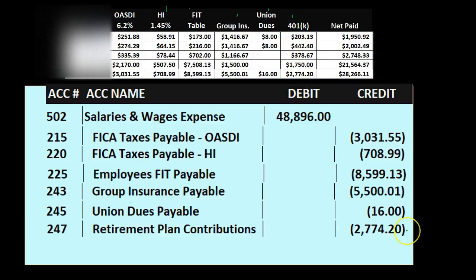We're going to be increasing the 401k retirement plan, that being in some way owed back to the employers or to fund the retirement plan. And then finally, we're going to have the net pay, which will be the $28,266.11. And that will be taken from the net pay here.